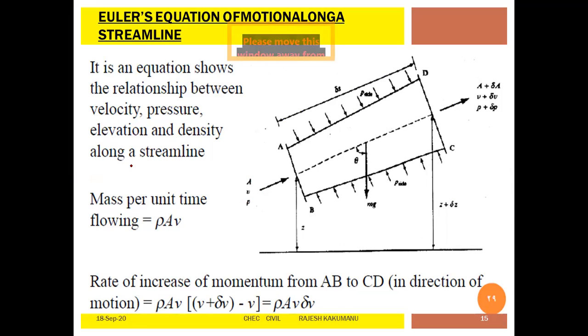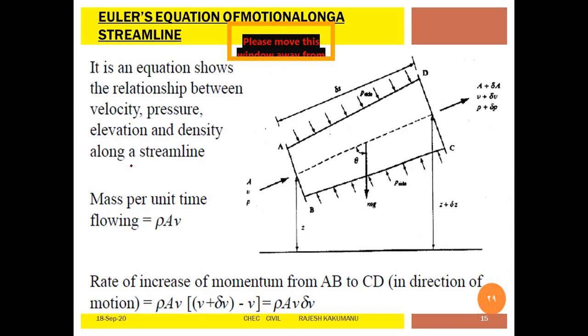If you see the initial case, you have the area, velocity and pressure, and at the outer stage you have A plus change in the area, velocity plus change in the velocity, pressure plus change in the pressure. Now see the total length. The total length of the pipe is dou T, and the pressure is acting on the closed pipe.